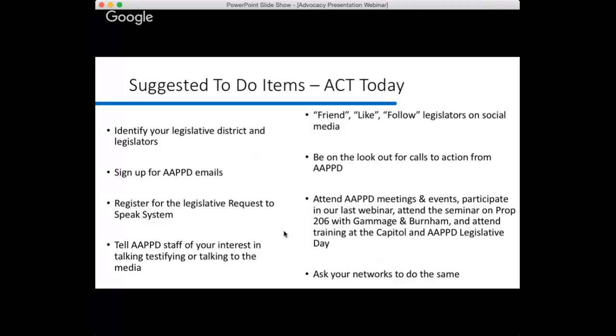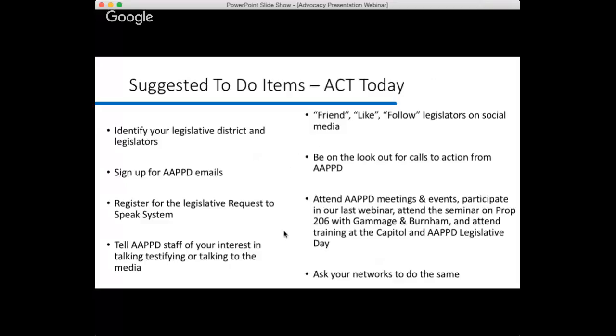Sign up for our emails if you are not. Register for the Legislative Request to Speak system. Tell APAD staff if you are interested in testifying or talking to the media. Please, please, this is very important. If you are willing to talk to the media, we need to know about it. Friend, like, or follow legislators and APAD on social media. And be on the lookout for calls to action from APAD.